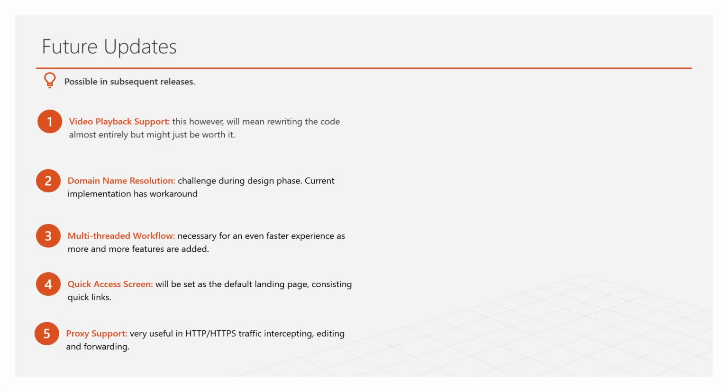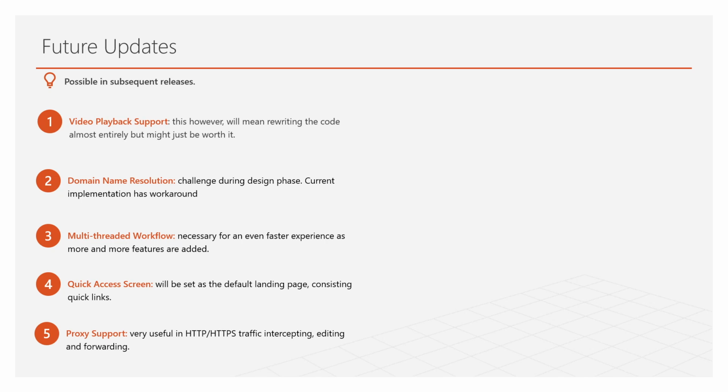Feature updates, as mentioned in the previous slide, include video playback support. This was particularly a challenge during the design phase on how to actually access URLs. Well, initially the idea was to have DNS running locally, but that's not really possible on Android, well, as far as I'm concerned. But these can all be fixed in the future.